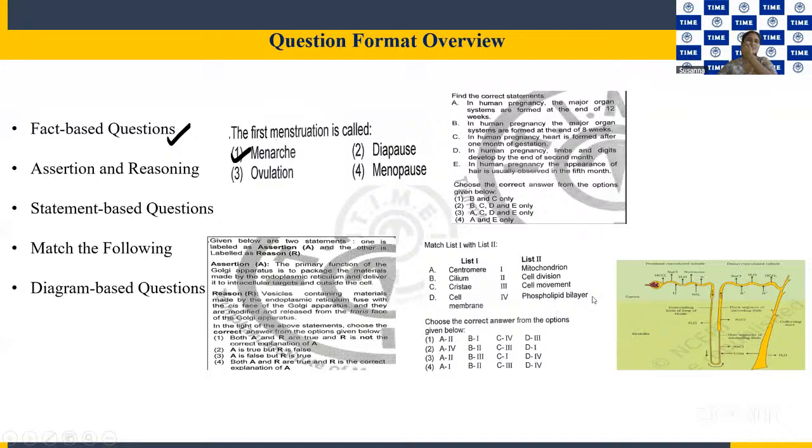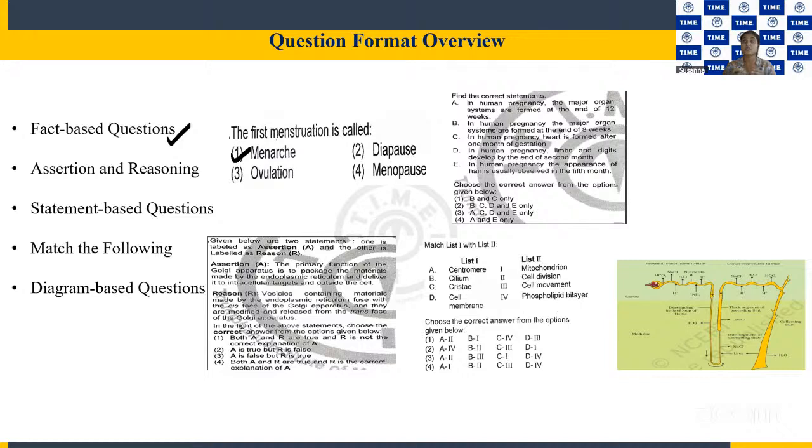Diagram based questions, in the sense that you have a lot of diagrams in your two textbooks, class 11 and class 12 NCERT text, and all the diagrams are important. They may not replicate the exact diagrams on the question paper. They may sometimes show a part of the figure or part of the diagram in the question paper, and they may ask you to answer it.